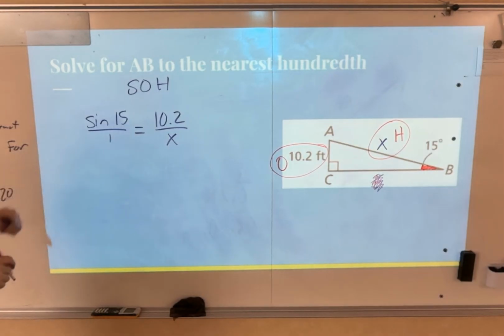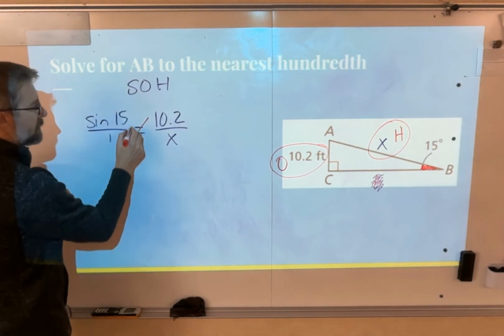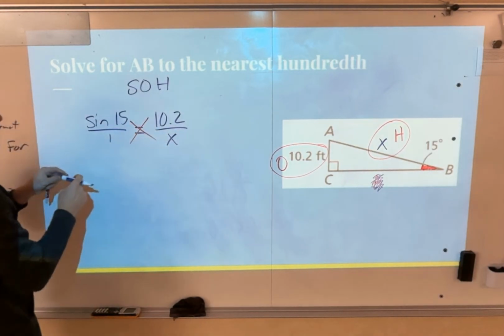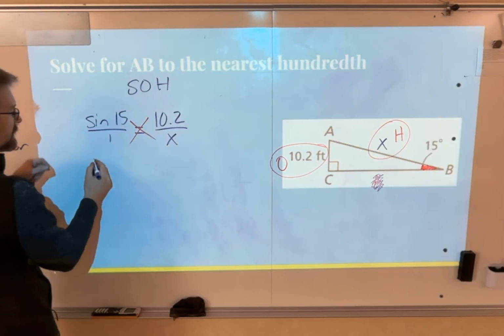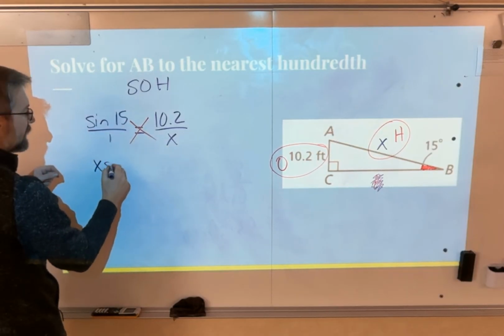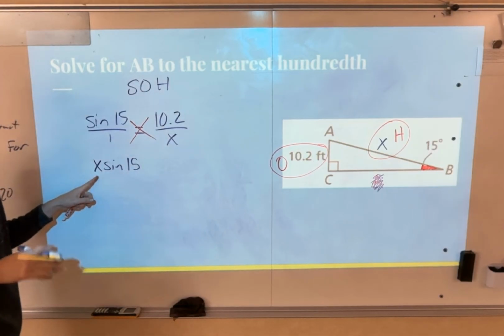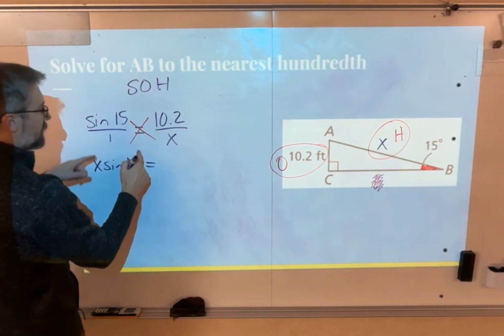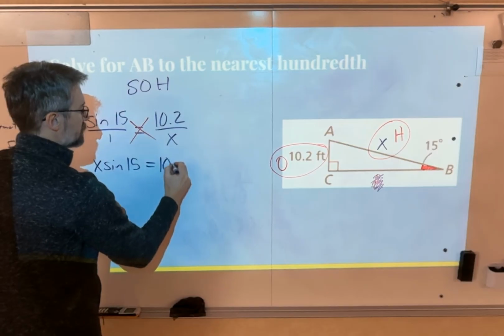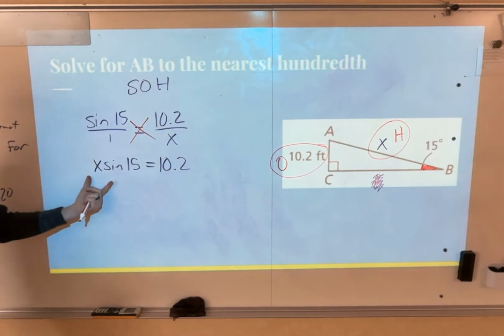Right? So now when I cross multiply here, what's going to happen is on this side, it's x times sine of 15. So I'm going to do x sine 15. And again, I want to put that x in front of the sine. It just looks nicer. And then on the other side is 1 times 10.2. So now the x is here.